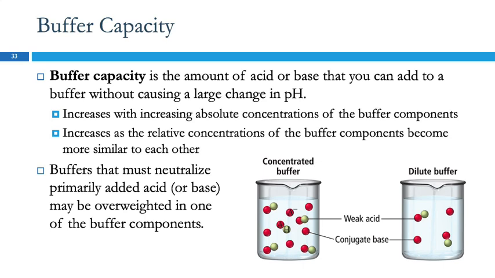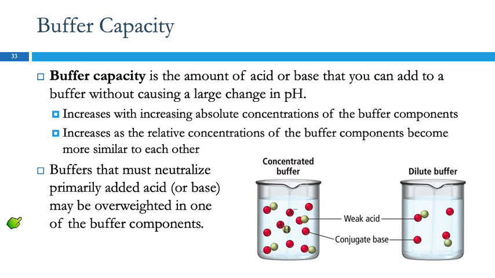So buffer capacity is how much acid or base you can add to this buffer without causing a large change in pH. Buffer capacity will increase when you increase the absolute concentrations of the buffer components. It will also increase as the relative concentrations become more similar to each other. We're not going to be quantifying the buffer capacity of this or that. You just take these factors into account when you're creating a buffer.